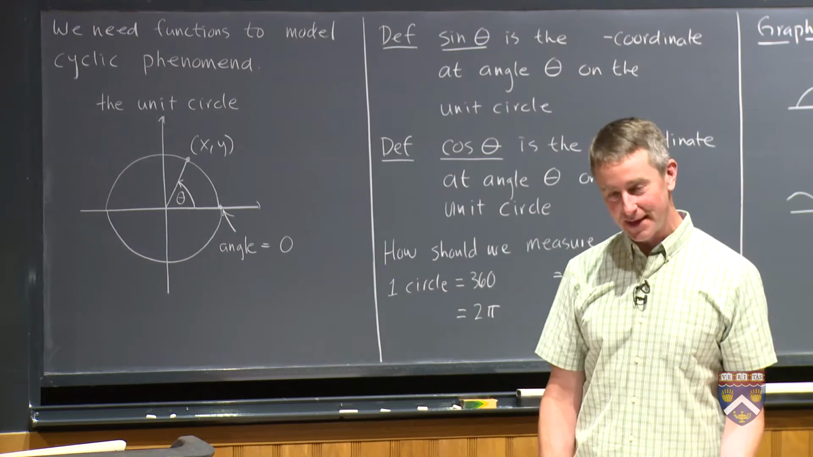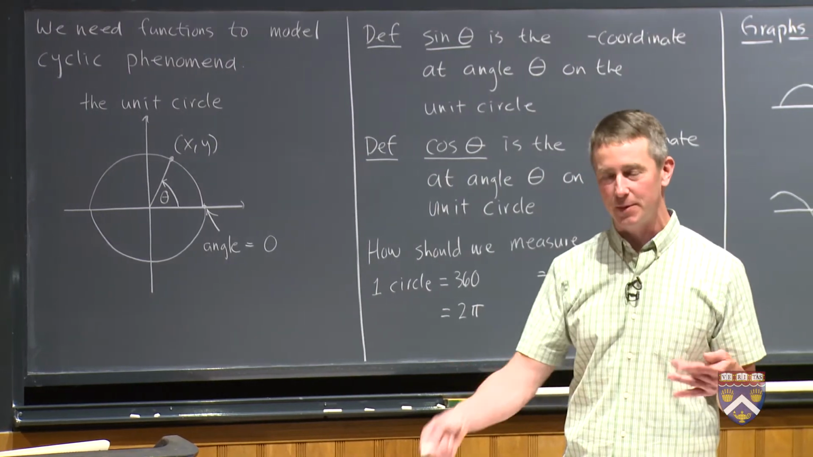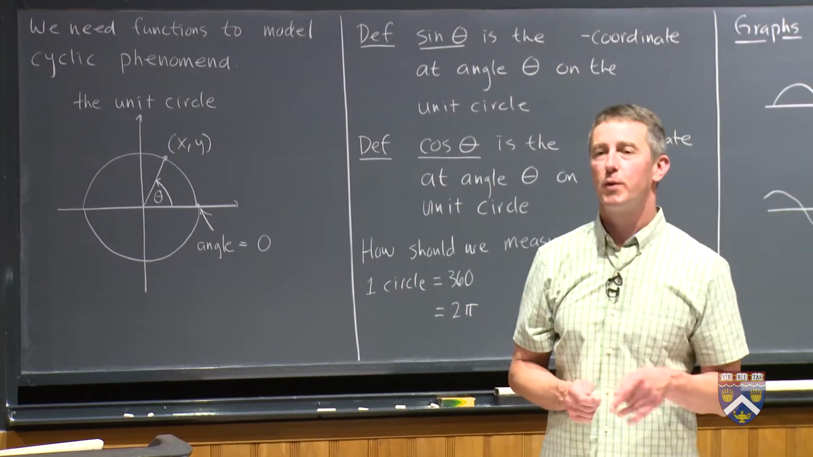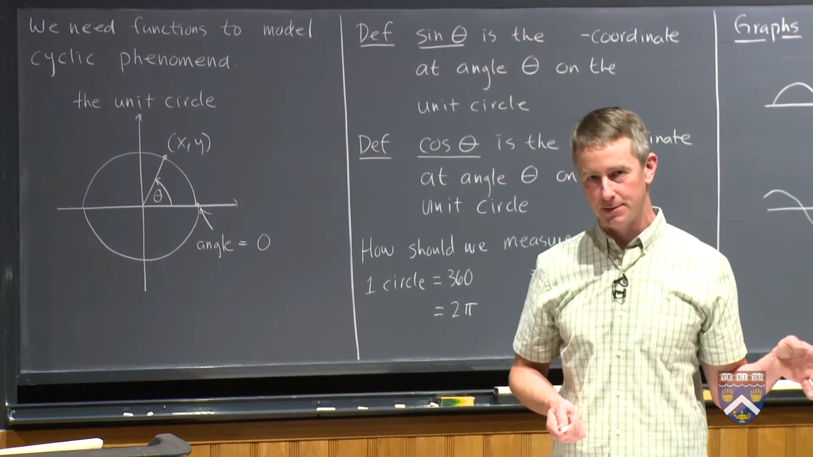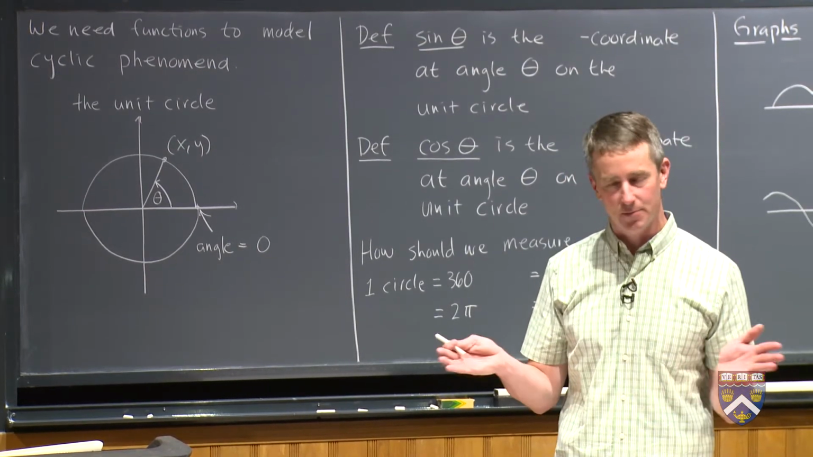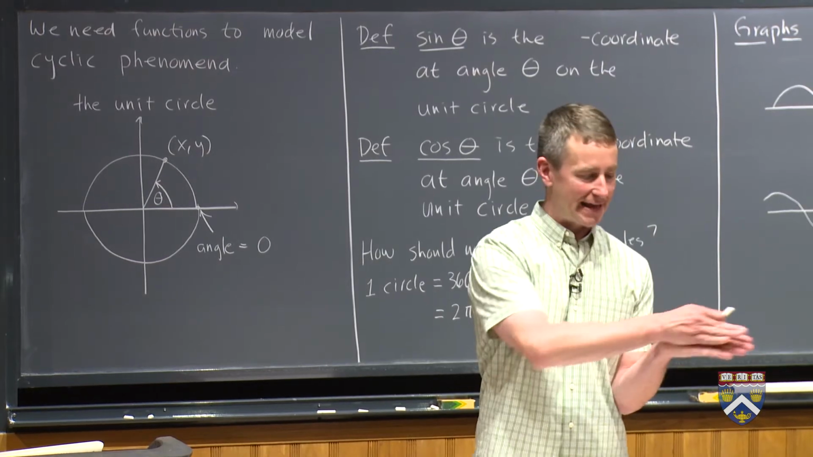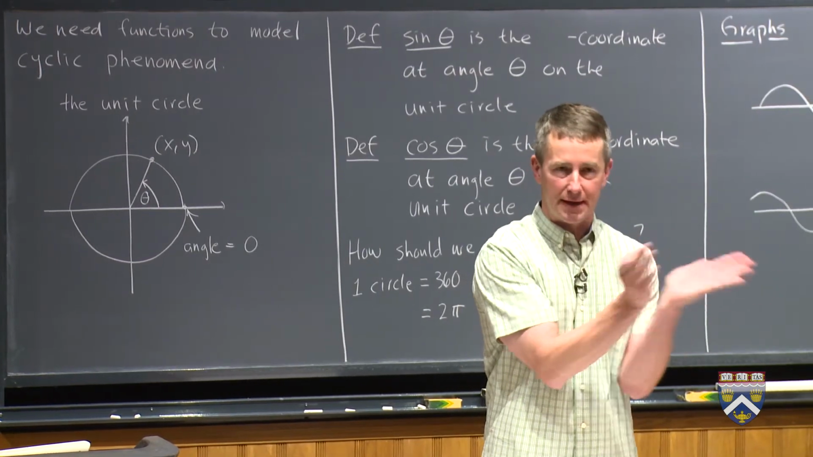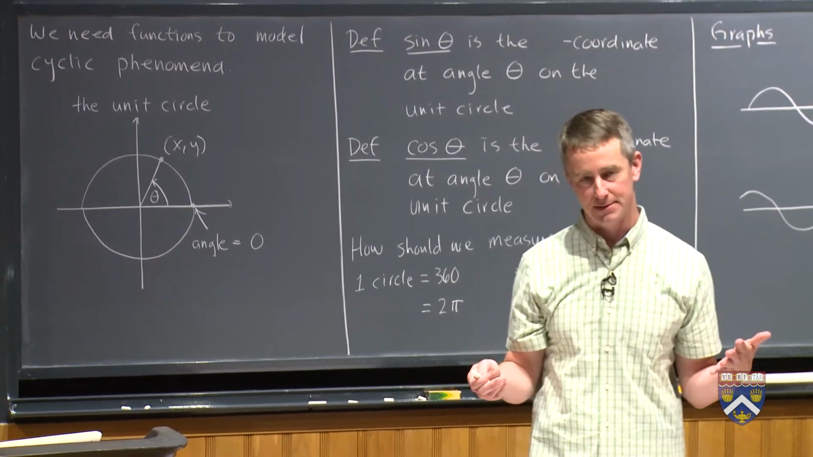And you can measure things on triangles, but the trouble is that if we want something to repeat itself forever and ever and ever, we'd like the domain of that to be all real numbers. And the trouble on a triangle is that if you're measuring in, say, degrees, the smallest angle you can get is 0, and the biggest angle you can get is 180 degrees. And so that runs into some trouble.